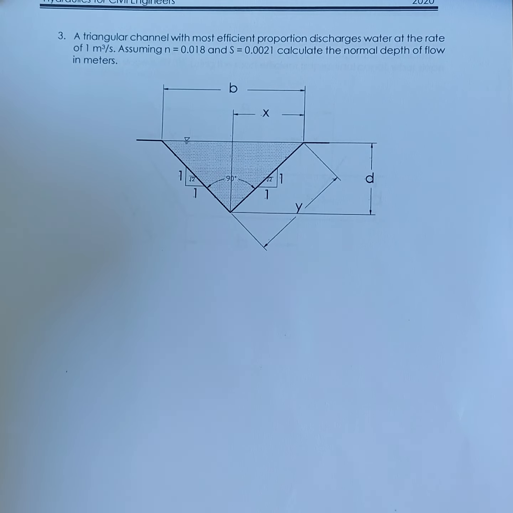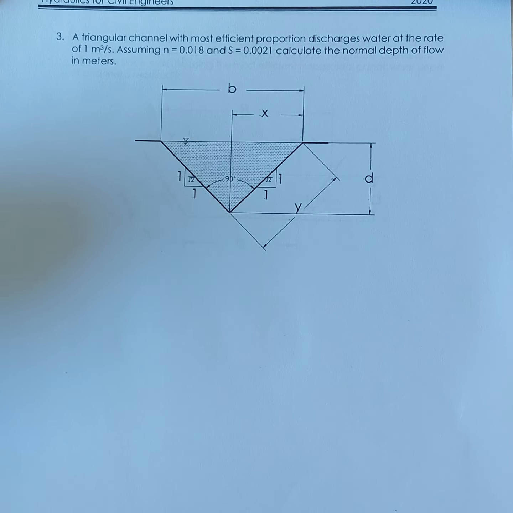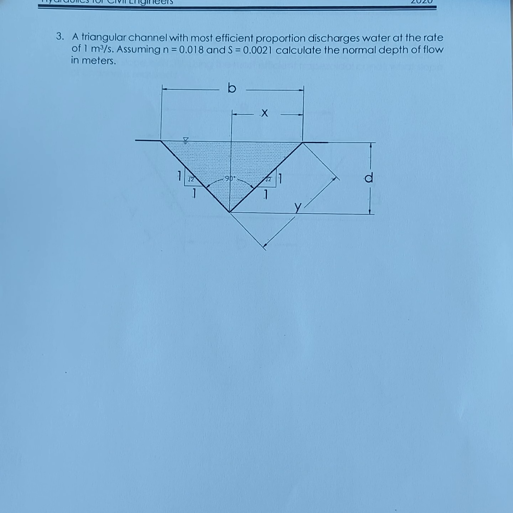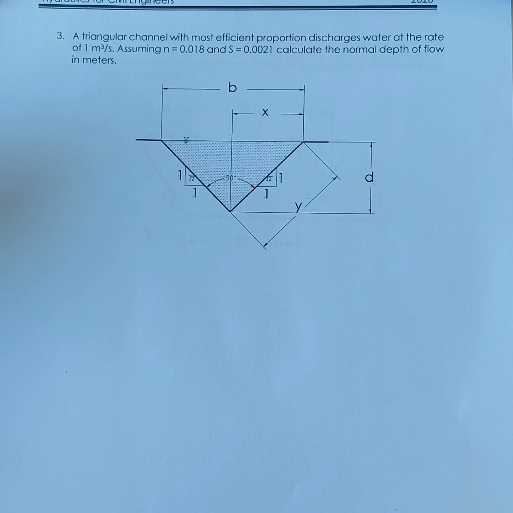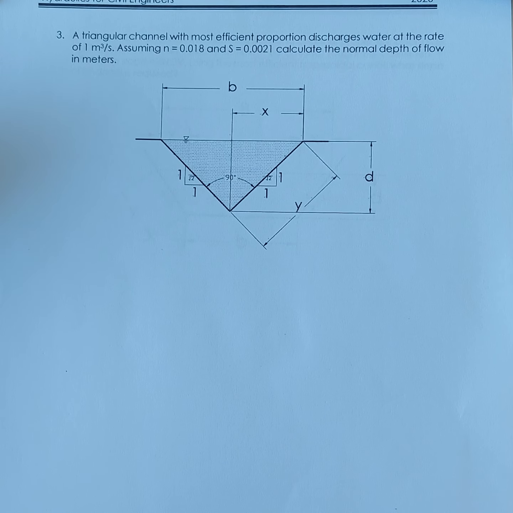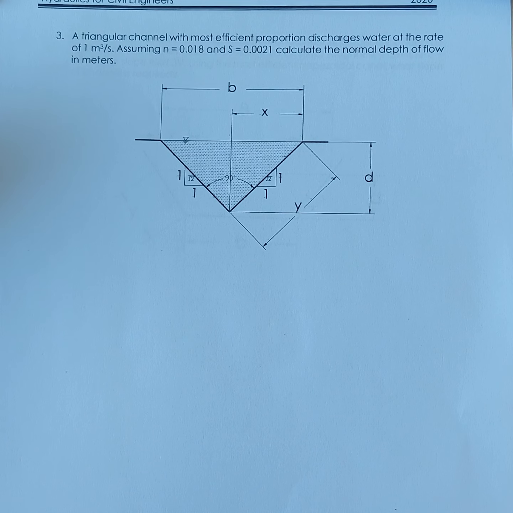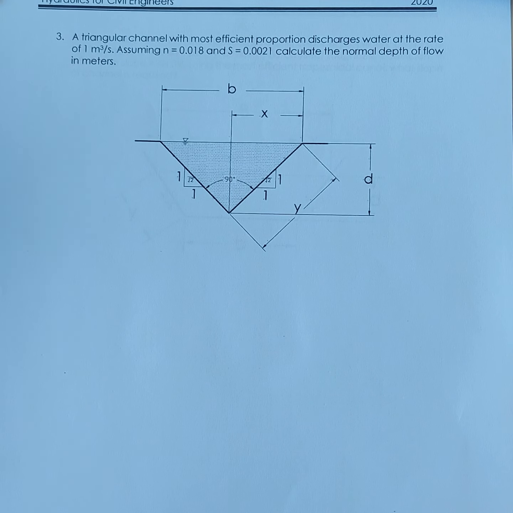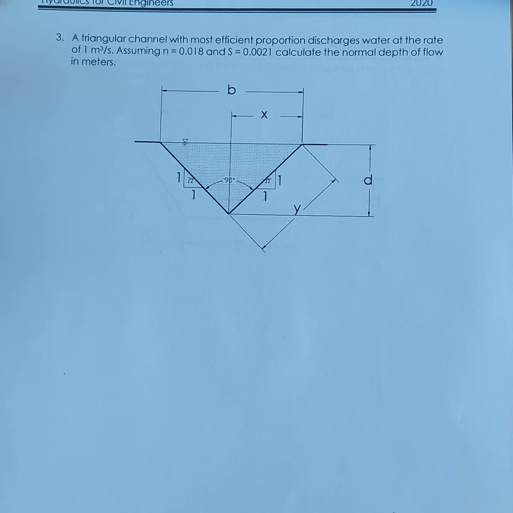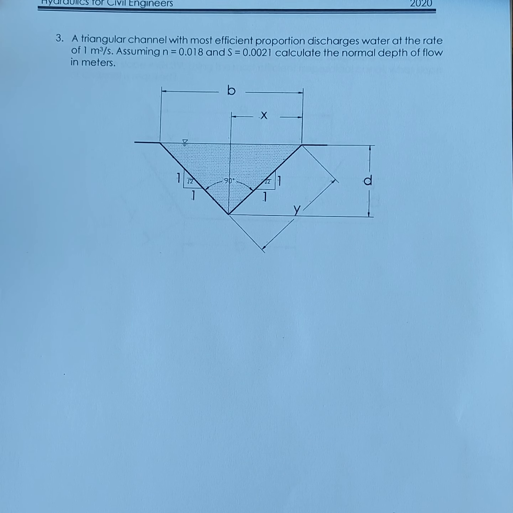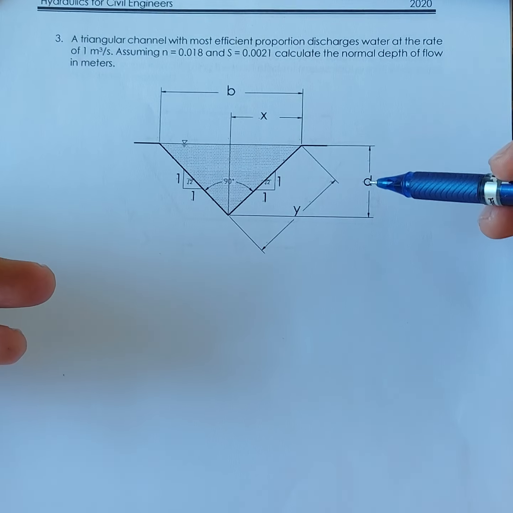Alright, number 3. Third problem. A triangular channel with most efficient proportion discharges water at the rate of 1 cubic meter per second, assuming n equals 0.018 and slope 0.0021. Calculate the normal depth of flow in meters. So I've drawn it already.